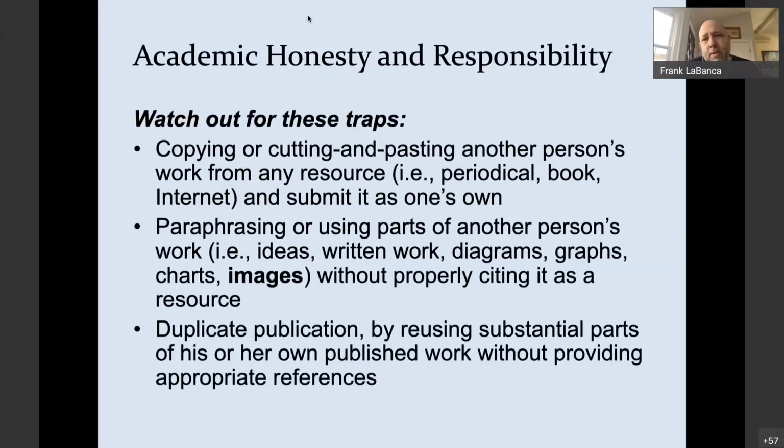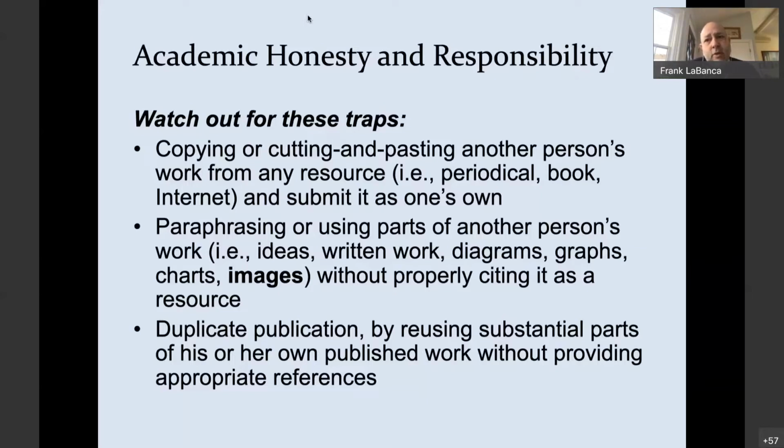I do always take a few minutes to talk about academic honesty and responsibility in the process, because there are certain traps that students can fall into, and we wouldn't want anyone to fall into a trap that could cause jeopardy for your success at it. So copying or cutting and pasting from another person's work from any resource and submitting it as your own, that's the obvious plagiarism responsibility you have to be careful of. Also, please watch the paraphrasing use of other parts of works. And if you notice, I highlight the word images. If you're taking an image from someplace else, that is fine as long as you cite it and give credit to where you got it from.